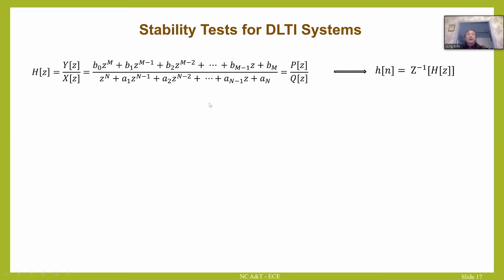All right, so another one is a stability test. Stability test is a two-way. One is using H of Z. So the pole is located inside of the unicircle.